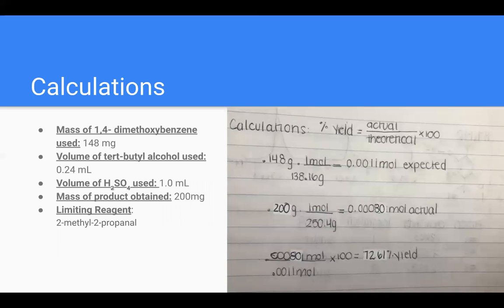So in the calculations, the mass of 1,4-dimethoxybenzene used was 148 milligrams. The volume of tert-butyl alcohol used was 0.24 milliliters. The amount of sulfuric acid used was 1 milliliter, and the product obtained was 200 milligrams. And the limiting reagent was 2-methyl-2-propanol. And after calculations, we found that the percent yield was 72.6%.